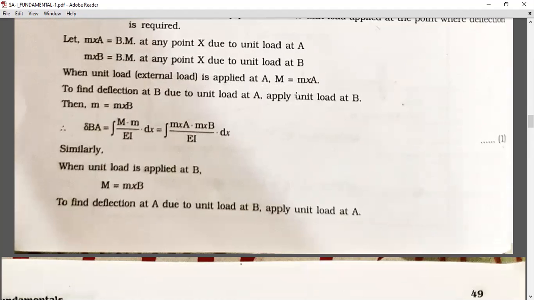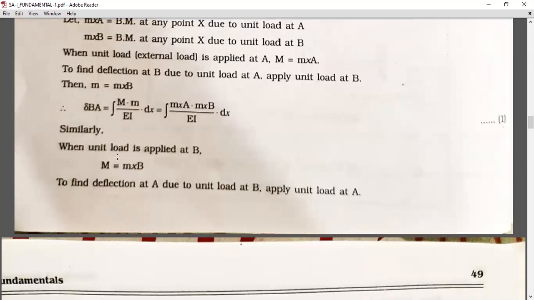Okay, to find deflection at B due to unit load at A, apply unit load at B, then small m is equal to Mxb. That's why delta BA is equal to the integral of capital M into small m divided by EI into dx. To simplify, we put the values of capital M and small m. We get the equation delta BA is equal to the integral of Mxa into Mxb divided by EI into dx.